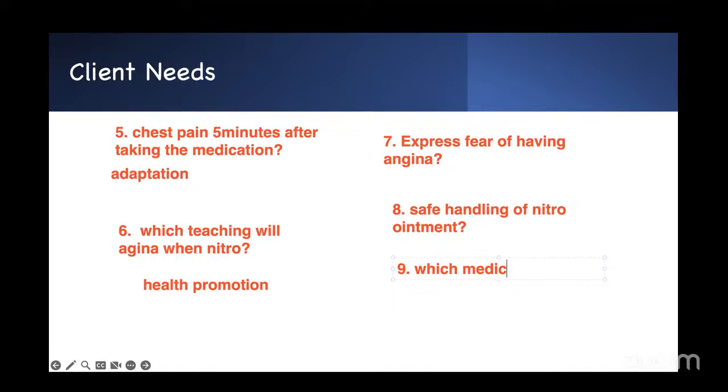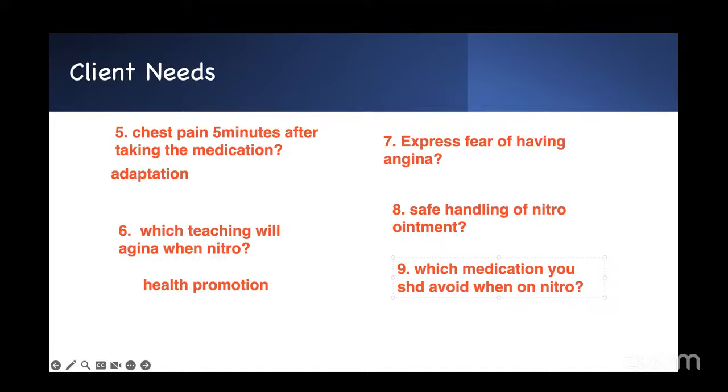Which medication should you avoid when on nitro? This is safe use of the medication. When you're on nitro, there has to be some safe use. The safe use is you should not take anything with it that is also a nitrate. It's not risk reduction, right? With risk reduction, something is already happening, and we want to prevent it from going further. That's risk reduction. If it became an emergency, it's a physiological adaptation because your condition has changed.